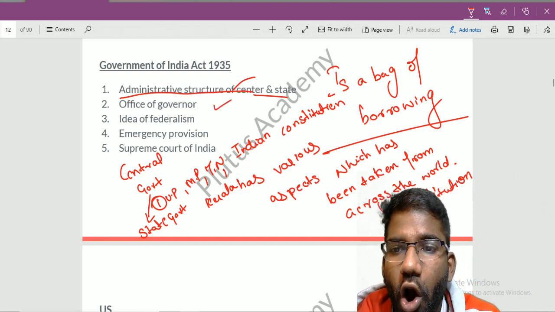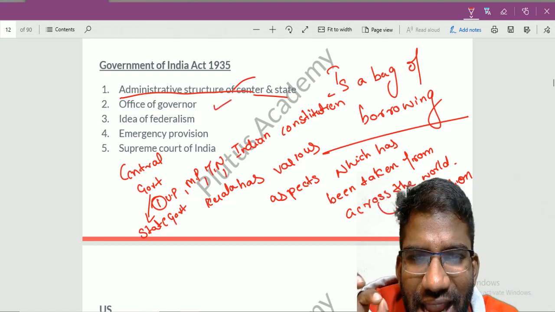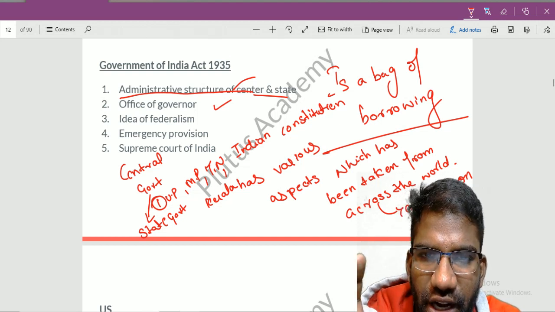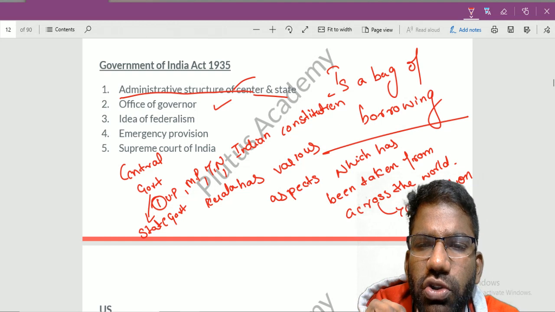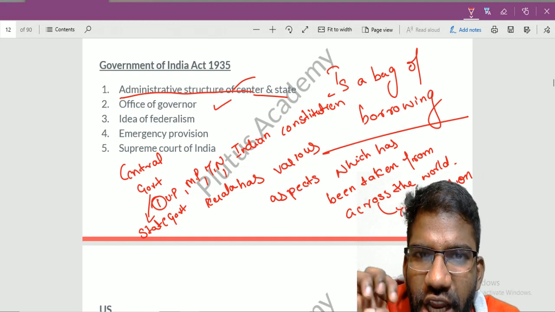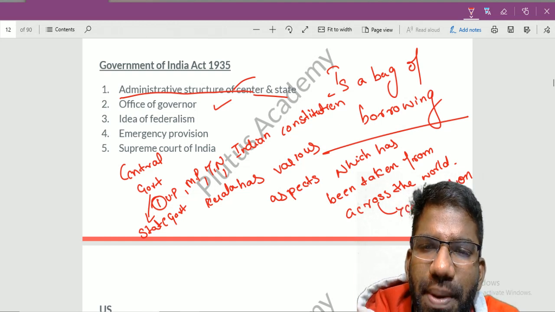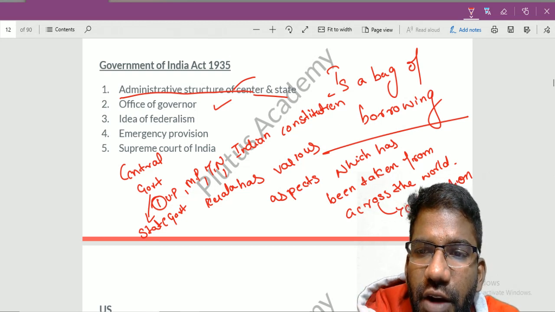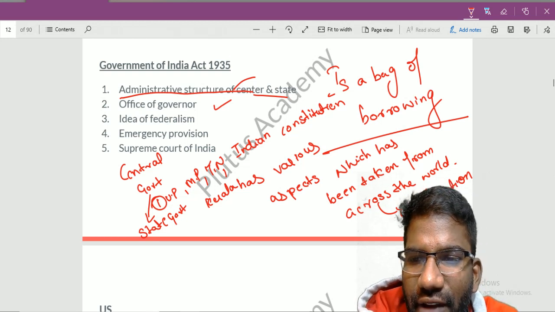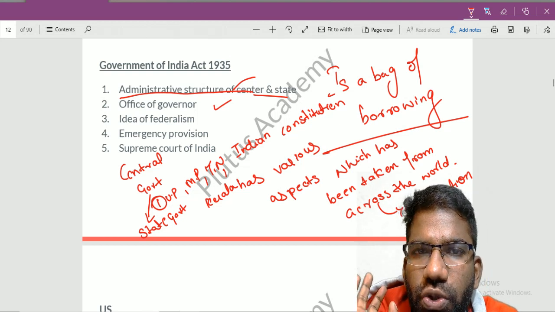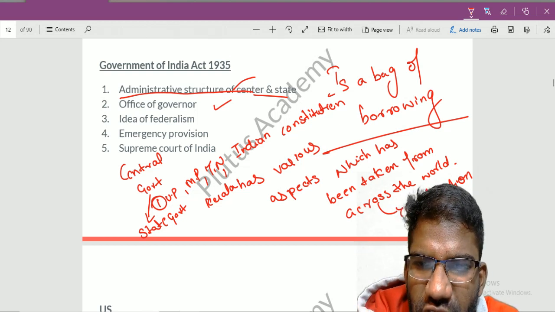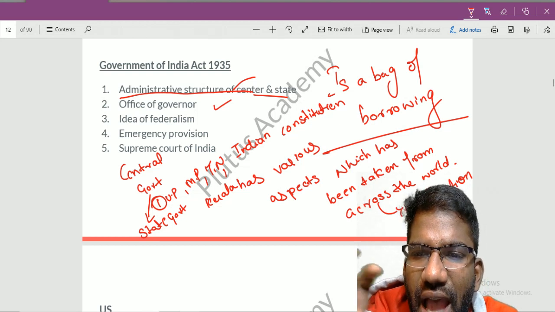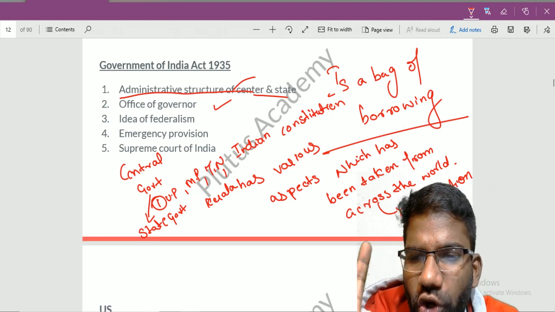Now, the Office of Governor. In our country, each state has a governor, and many of the union territories also have a governor. There should be a governor who will be the head of the state. This has been taken from the Government of India Act 1935 and put into our Constitution.